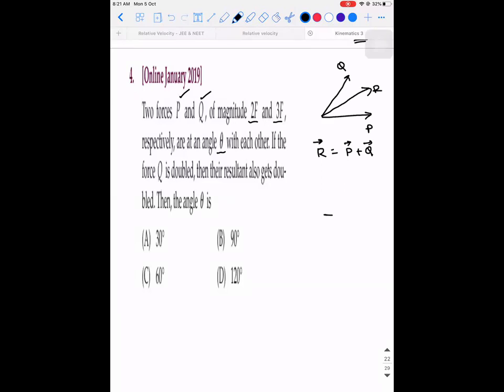Now what are they saying? If the magnitude of Q is doubled, means P is remaining the same. If it is going to get 2Q, then what is going to be the resultant now? 2R. Yes. Such that 2R vector is equal to P vector plus 2Q vector. But remember, the angle here is theta, the angle here is also still theta only. Nothing has changed. They didn't speak anything about angle. Now what they are asking is, you need to find the angle between them.